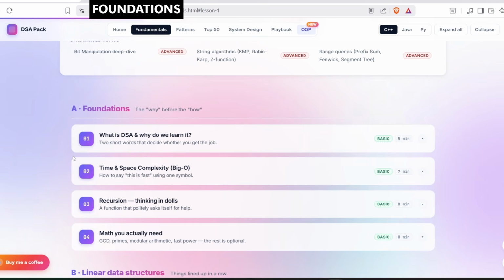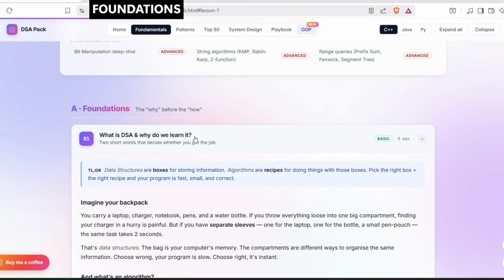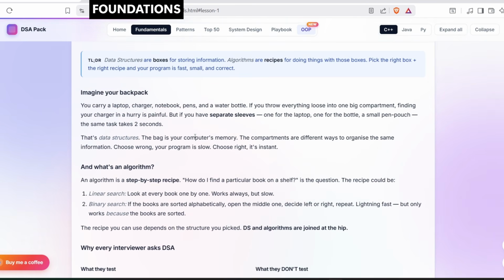In today's lecture, we are going to cover these four chapters. What is DSA? Time complexity, big O, recursion, and math you actually need. So let's begin with our first topic. What is DSA? Before going further, let's have a brief introduction about data structures.